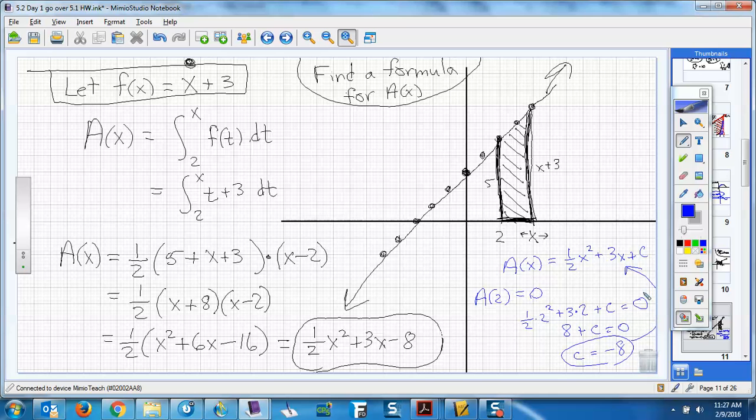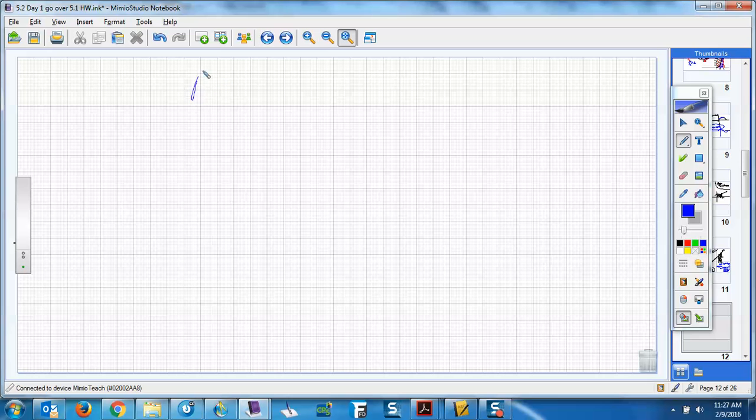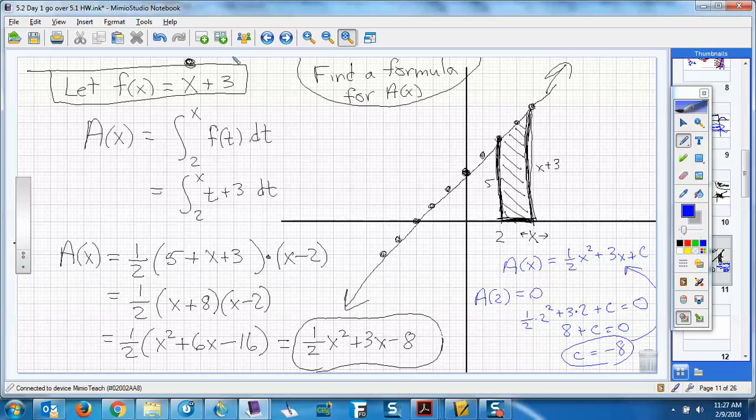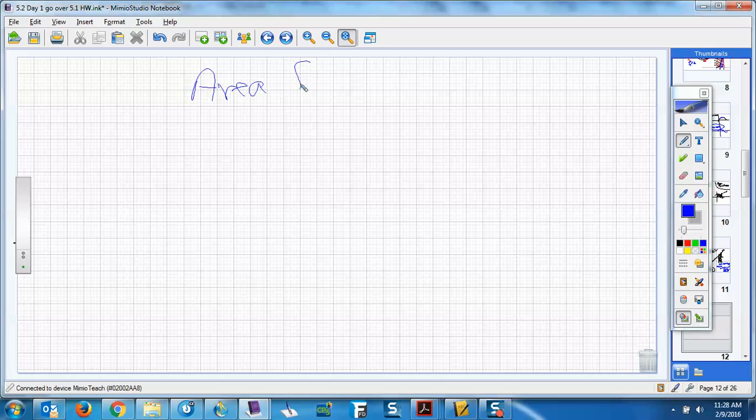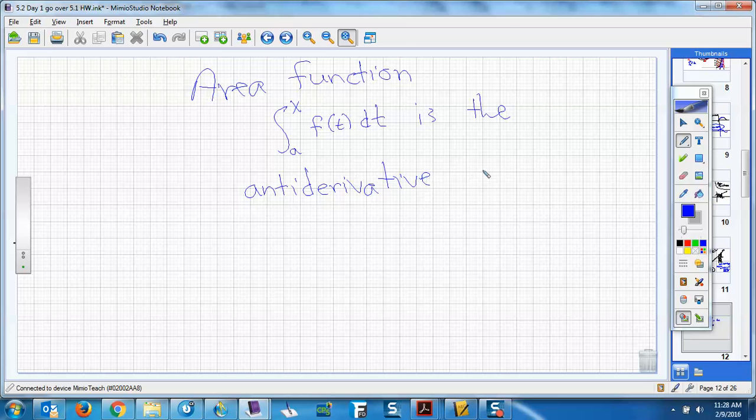All right. So the big lesson from today is. Could you go back? Yep. So the big takeaway from today is the area function is the antiderivative of the function you're doing the area under. Okay? So the area function, and I'll just put an A in there, the integral of f of t dt, is the antiderivative of little f.